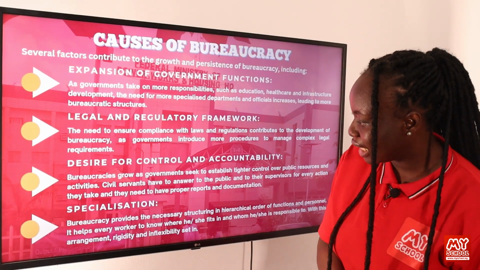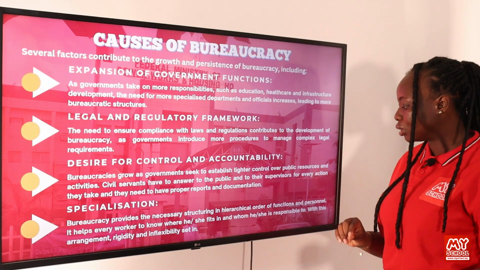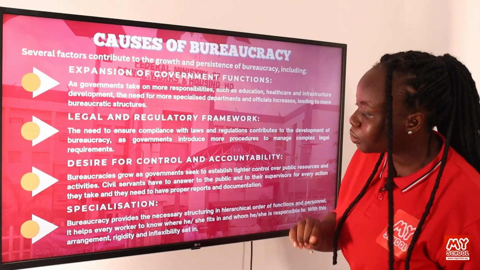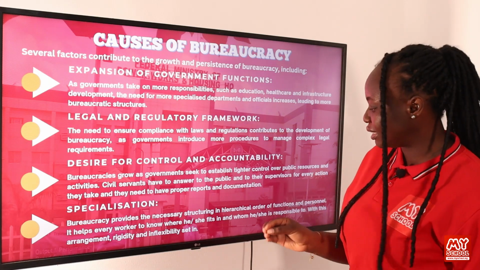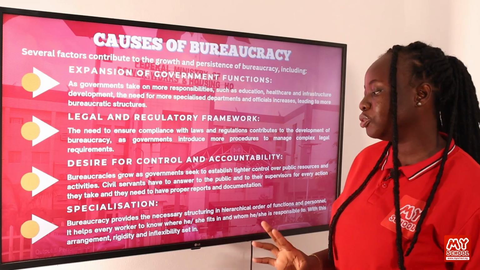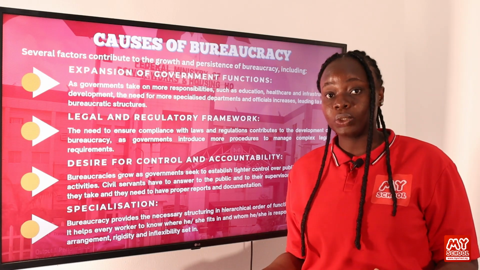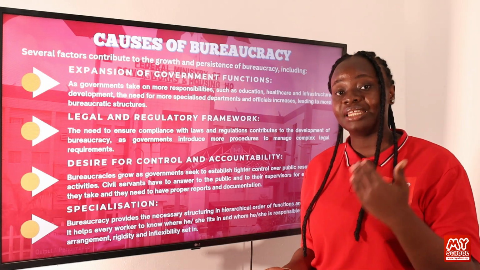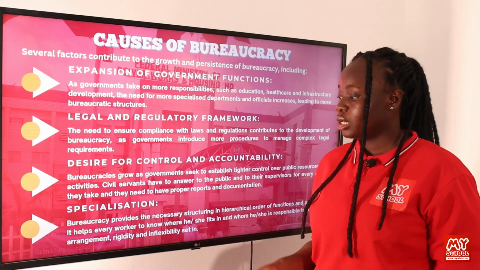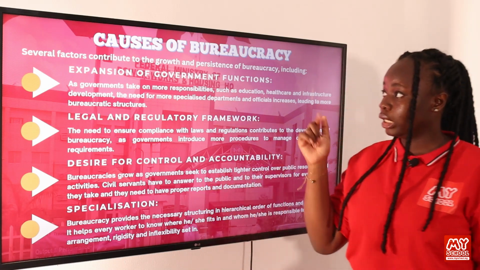Also, the need for specialization. Bureaucracy provides the necessary structuring in hierarchical order of functions and personnel. It helps every worker to know where he or she fits in and whom he or she is responsible to. With this arrangement, rigidity and inflexibility set in. So this is one of the consequences of bureaucracy, but it is still a necessary action to take in order to ensure that everybody is able to perform their functions appropriately. Now let's move on to the next slide.